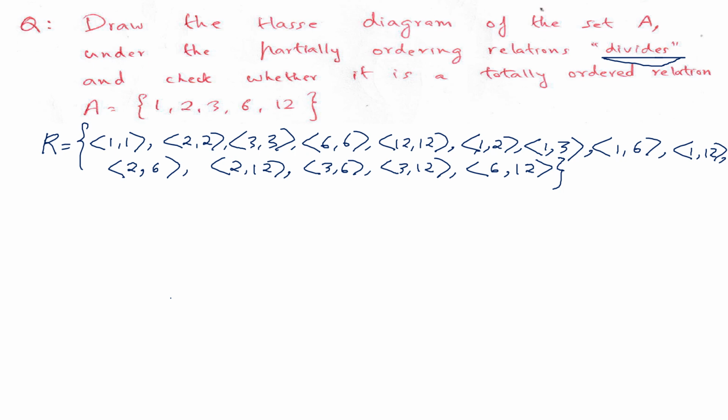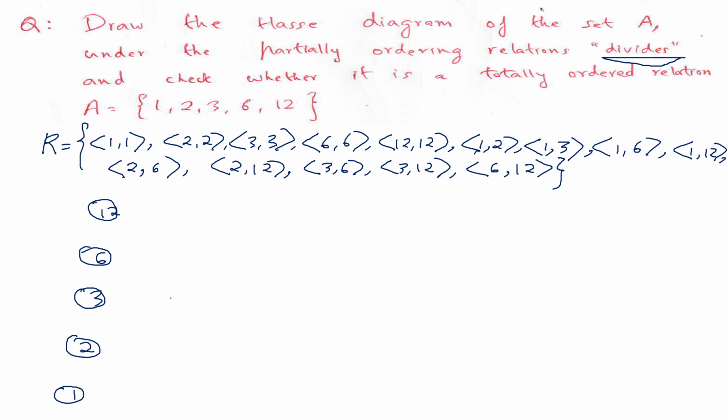See how to get a clear picture of the correct way of drawing the hash diagram. First, this is a rough one for us to understand. What are the numbers available? 1, then 2, in a straight line just for understanding, 3, then 6, then 12. Now we have relations from 1 to 1, 2 to 2, and so on; that I will not do in this rough one. I'll just connect the other relations which are given in that set R.